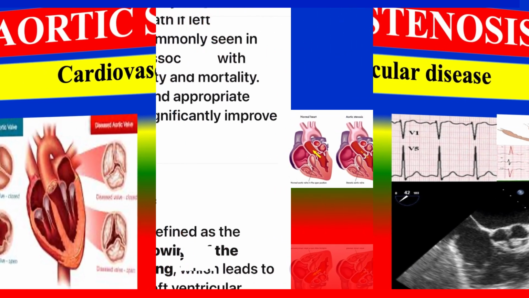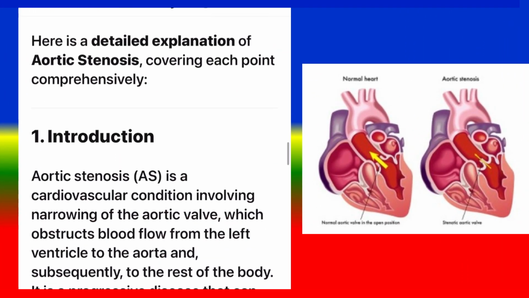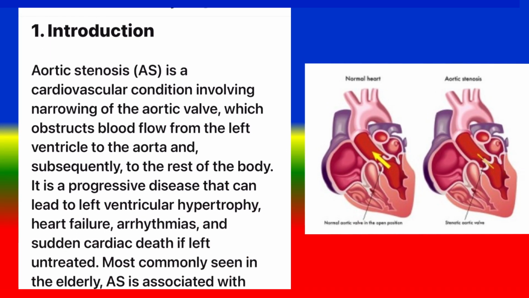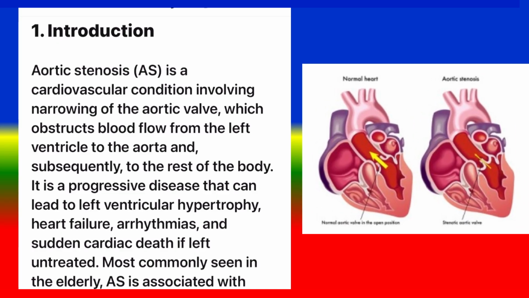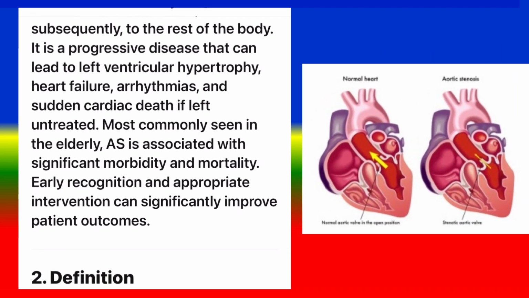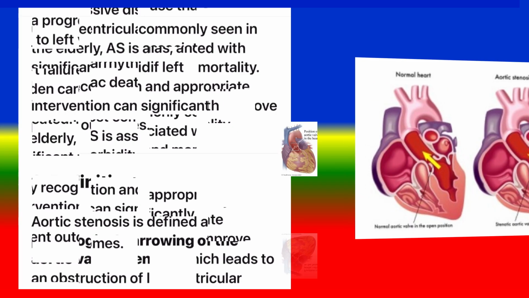1. Introduction. Aortic stenosis is a cardiovascular condition involving narrowing of the aortic valve, which obstructs blood flow from the left ventricle to the aorta and subsequently to the rest of the body. It is a progressive disease that can lead to left ventricular hypertrophy, heart failure, arrhythmias, and sudden cardiac death if left untreated. Most commonly seen in the elderly, AS is associated with significant morbidity and mortality. Early recognition and appropriate intervention can significantly improve patient outcomes.